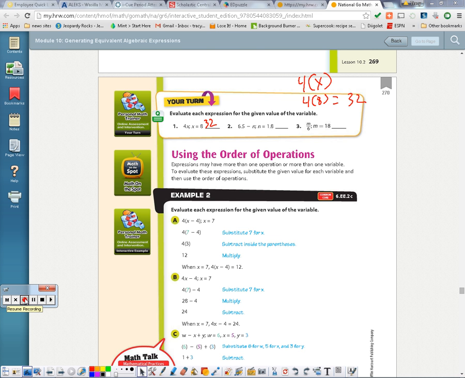So go ahead and do 6.5 minus n, and we know that n equals 1.8. So with the next one, we have 6.5 minus n. We know that n is 1.8. 5 can't take away 8, so we're going to borrow. 6 becomes a 5. 5 becomes a 15. 15 minus 8 is 7. 5 minus 1 is 4. Decimal, 4.7.